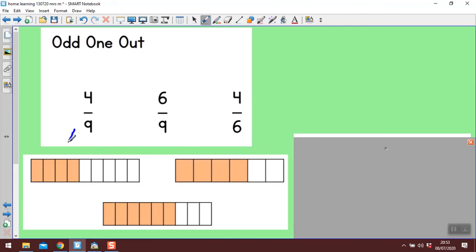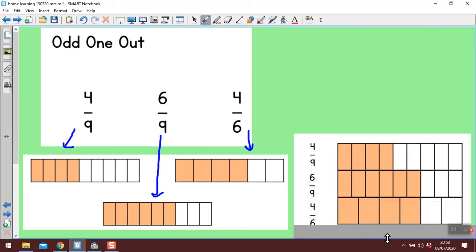Okay, so this is 4/9. We've got 9 equal pieces and 4 of them are shaded. This is 6/9, 9 equal pieces and 6 are shaded. And this is 4/6, so 6 equal parts and 4 have been shaded. So when we're comparing them, it's better to put them on top of each other. 4/9 is clearly not the same as the other two. So 6/9 and 4/6 are equivalent, but 4/9 is the odd one out. Well done if you've found that.